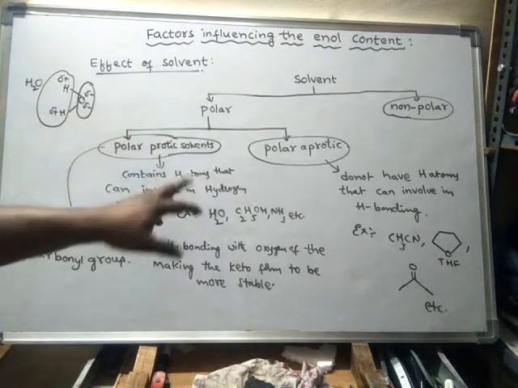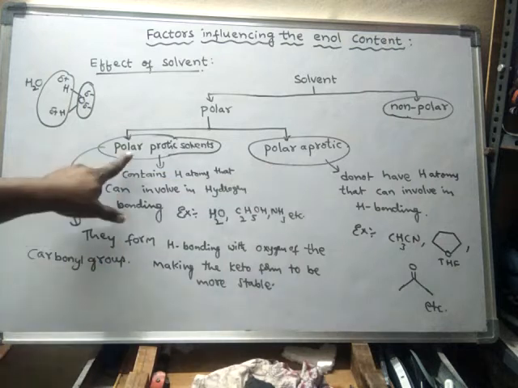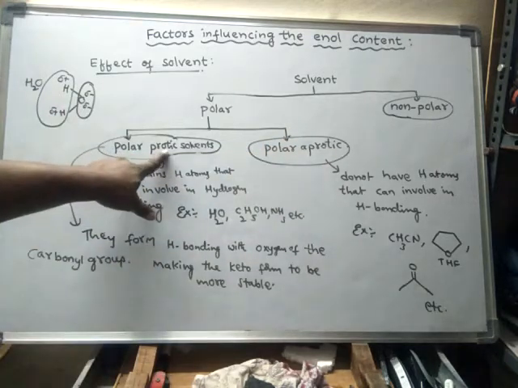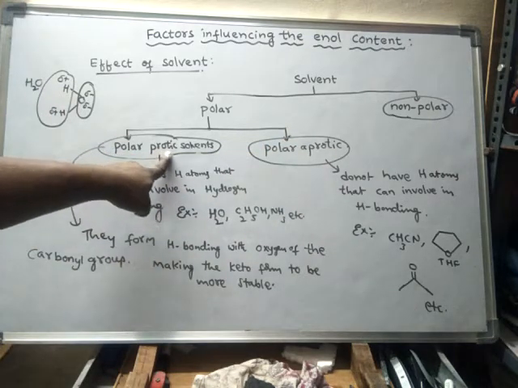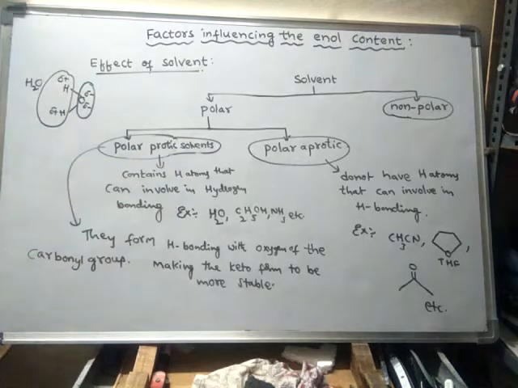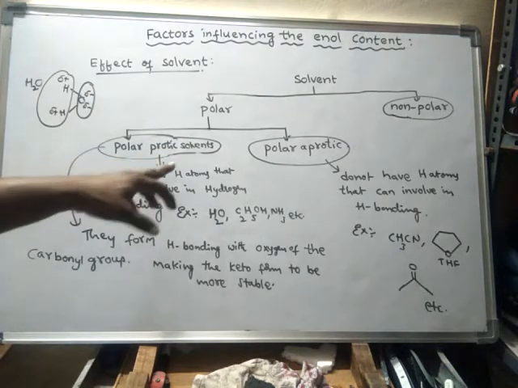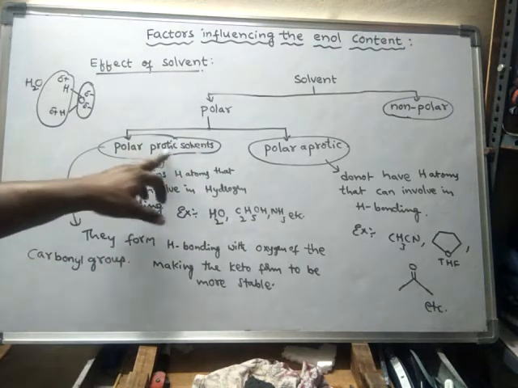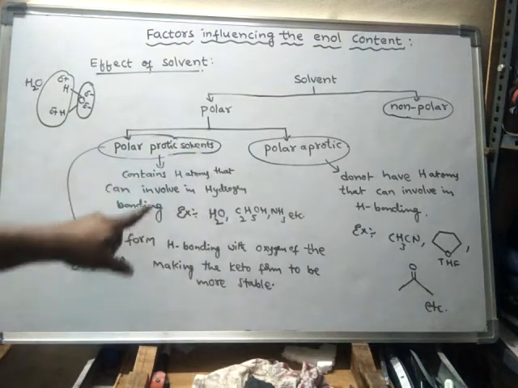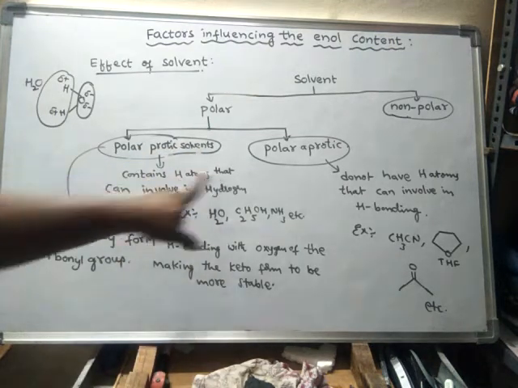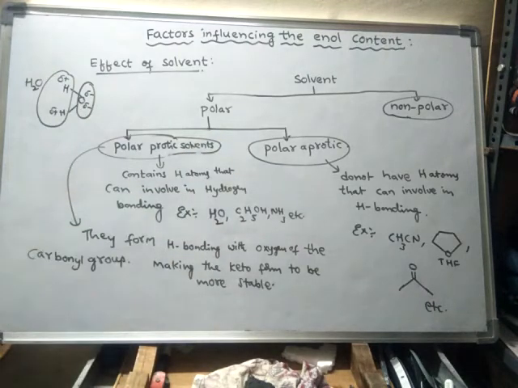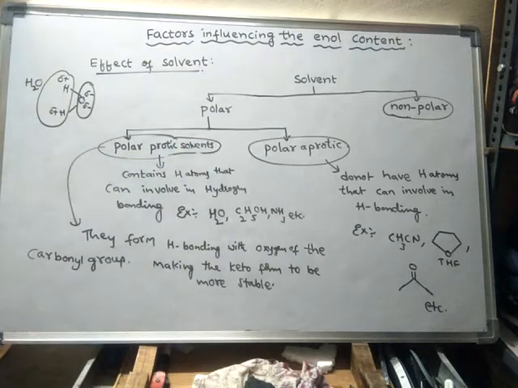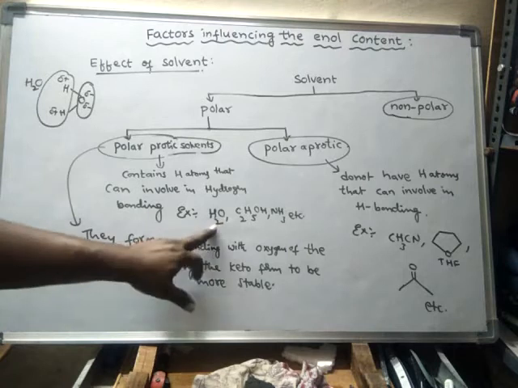Polar solvents are further divided into two types: polar protic solvents and polar aprotic solvents. What is the meaning of protic? Protic means hydrogen. If a polar solvent contains hydrogen, then such solvents are said to be polar protic solvents. They contain hydrogen atoms that can be involved in hydrogen bonding. So that is important. In the polar protic solvents, the hydrogen which is present is involved in hydrogen bonding.